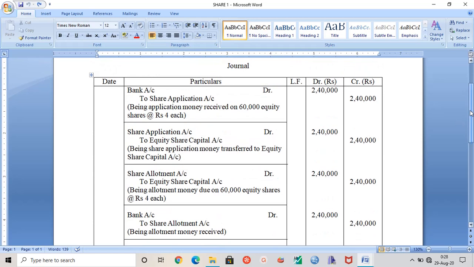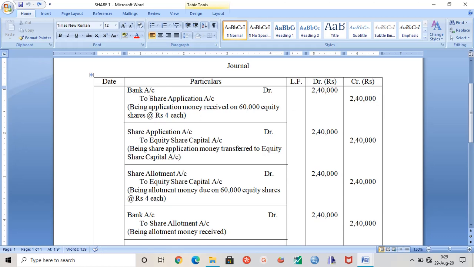Anyway, let us start with our solution. I will be using this highlighter to show you which journal entries we have already finished. The first entry, when we receive the money on application, will be bank account debit to share application. Narration is very important. You have to write the narration, because each and every narration is part of your solution. So 60,000 shares, 4 rupees for each, so the amount will be 2,40,000.